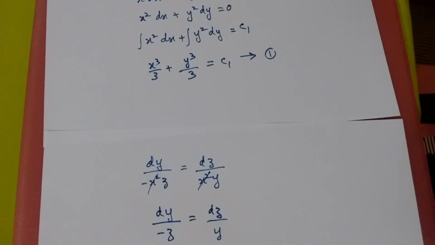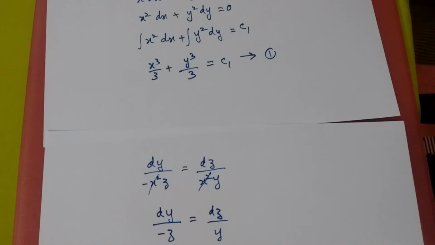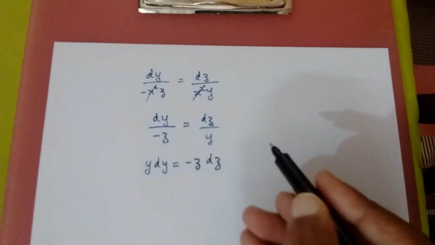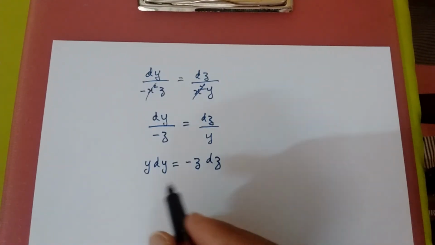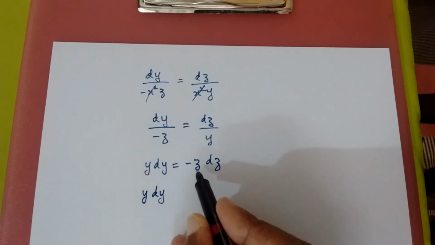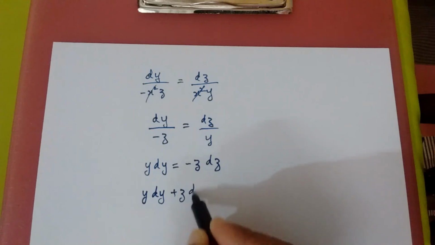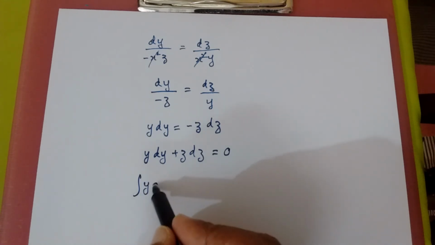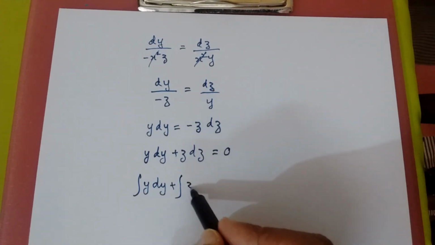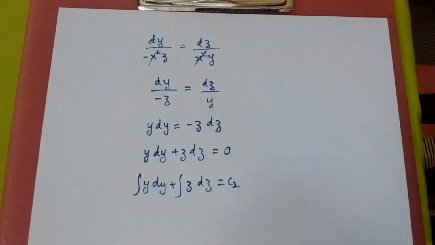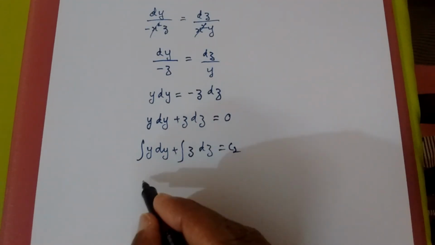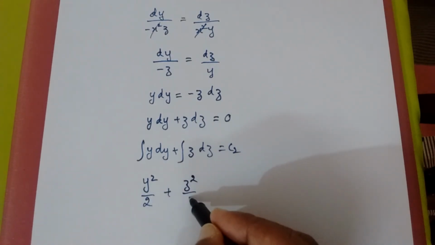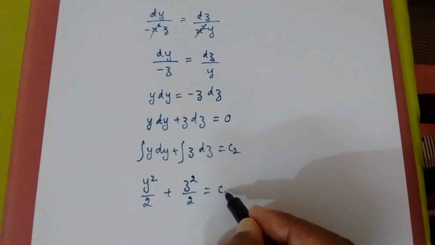So let us separate the variables over here, y with y and z with z. Sending minus z to the right hand side, it becomes minus z dz. So now they are in variable separable form. You can further simplify this as y dy plus z dz equals 0. Now if you integrate this, it is the integral of y dy plus the integral of z dz, and the constant of integration will be c2. The integral of y will be y²/2 plus the integral of z, which is z²/2, equals the constant of integration c2.